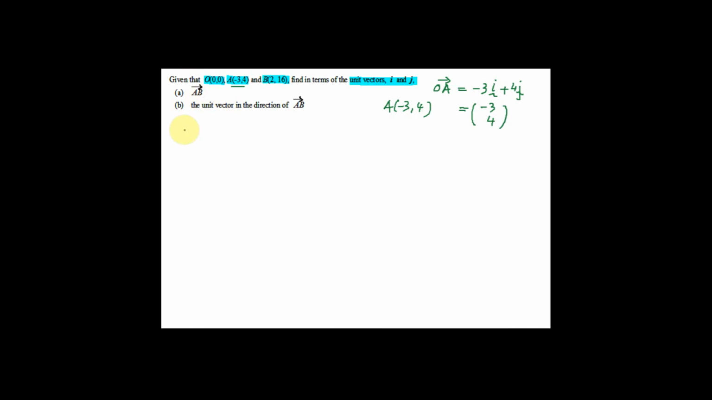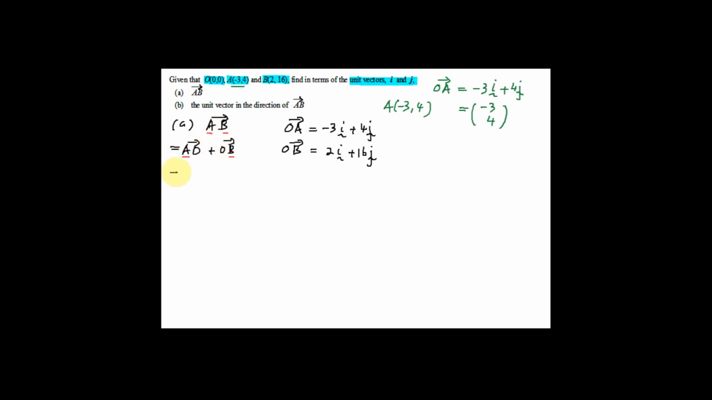So for part A, you need to find AB. And what you have here, you have coordinate A, therefore you know your OA, which is equal to negative 3i plus 4j. You have coordinate B, therefore your OB equals 2i plus 16j. So this is what you have. To find AB, you can use AO plus OB. Always remember you have to start with A and end with B to get your AB.